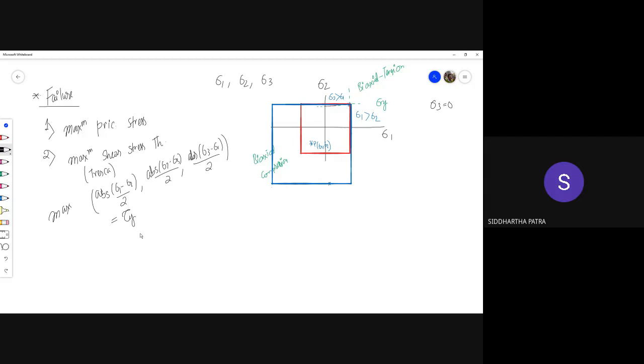So basically, look at the first quadrant. In the first quadrant, so this is tau y. Now one more thing.